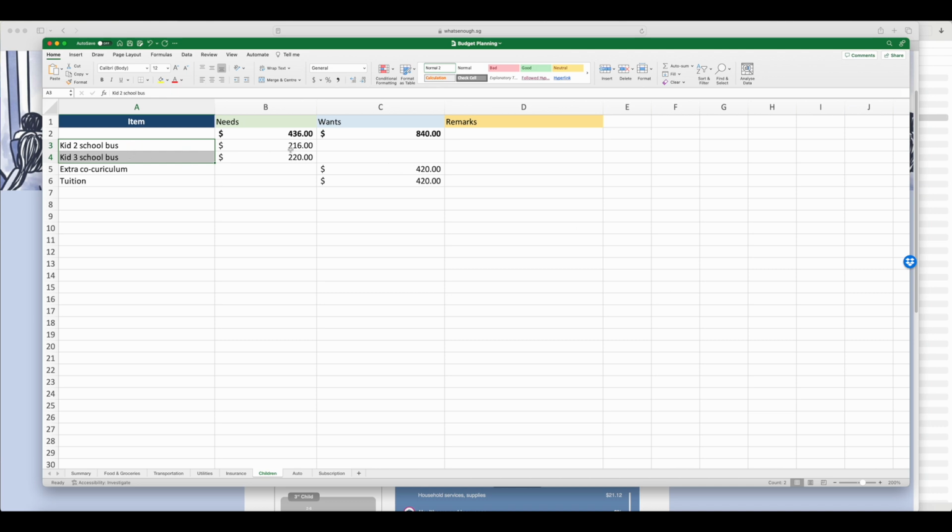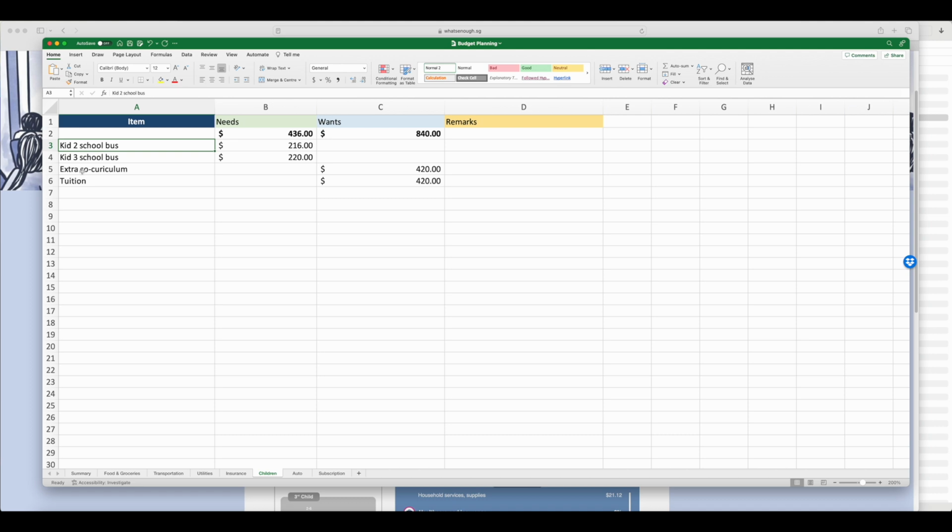Second kid takes a bus for 216. Third kid, which is only 4 years old, so he takes a school bus, 220. Second kid, probably I'll fetch her to school next year. I'll probably train her to take the public transport to come home, so that I can save 216.